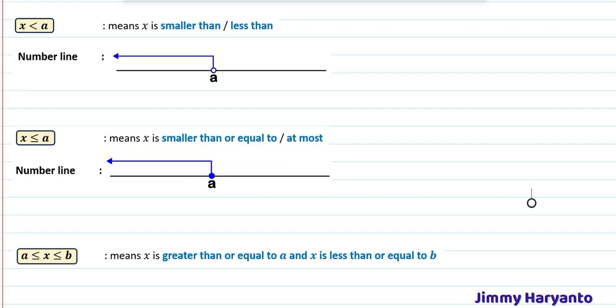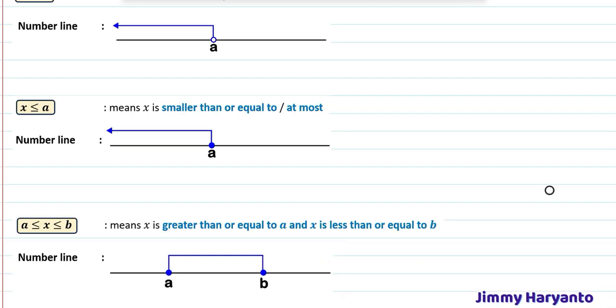And then X in between A and B means X is greater than or equal to A and X is less than or equal to B. The number line will be like this. If there is no equal sign, that means you have to use the blank dot.